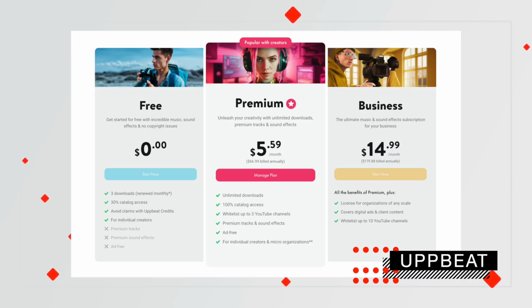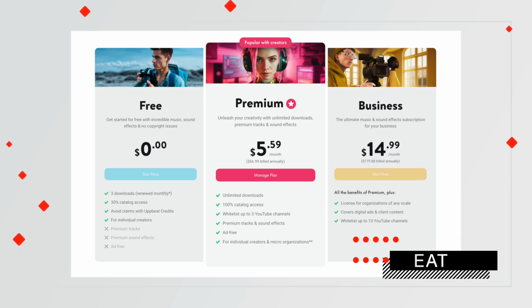Now, Upbeat does have a free plan, but the premium plan to me gives me everything I need. Unlimited downloads. You get 100% access to the catalog. You can whitelist YouTube channels. That will help you if you ever get a copyright claim or something like that. Because you're using a music service like Upbeat, you'll be protected.